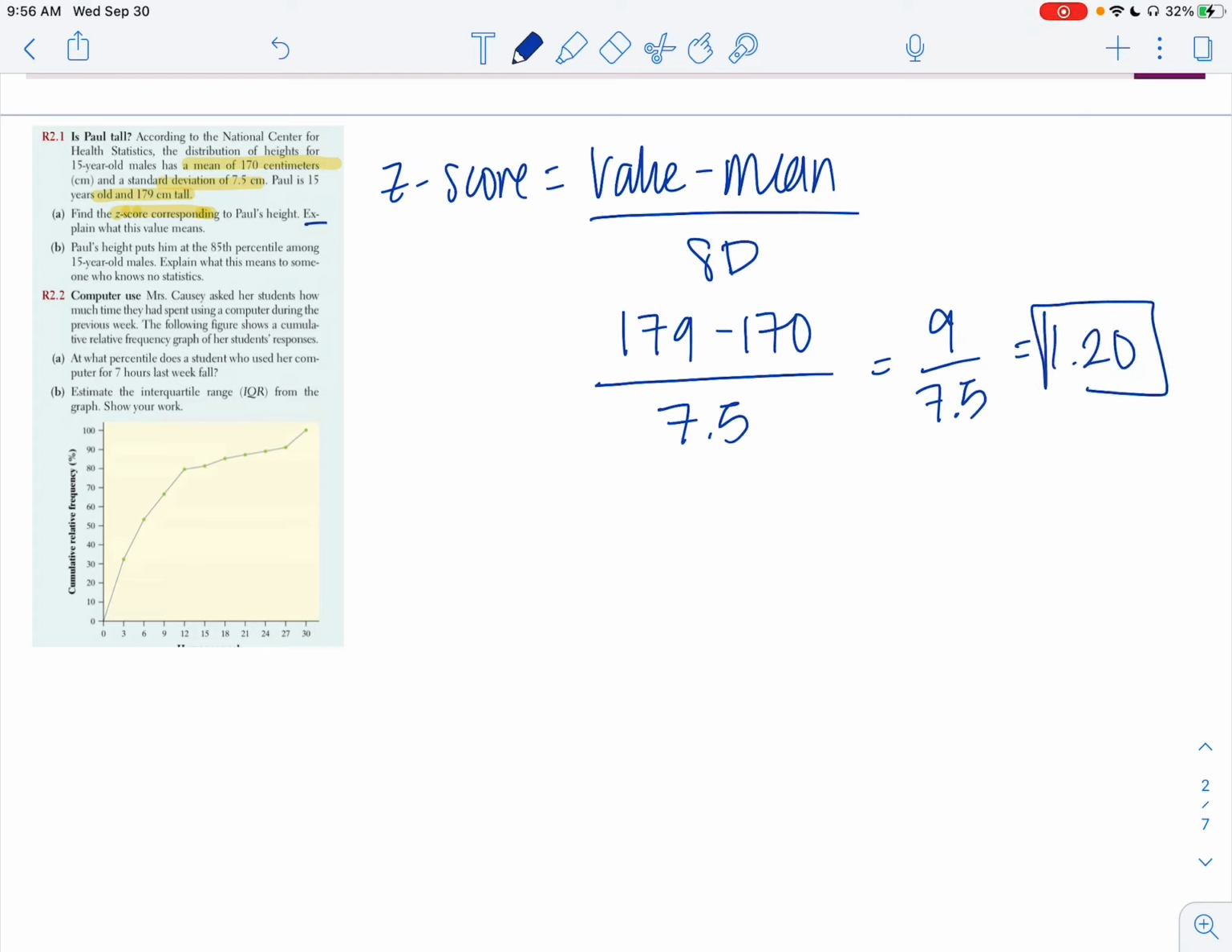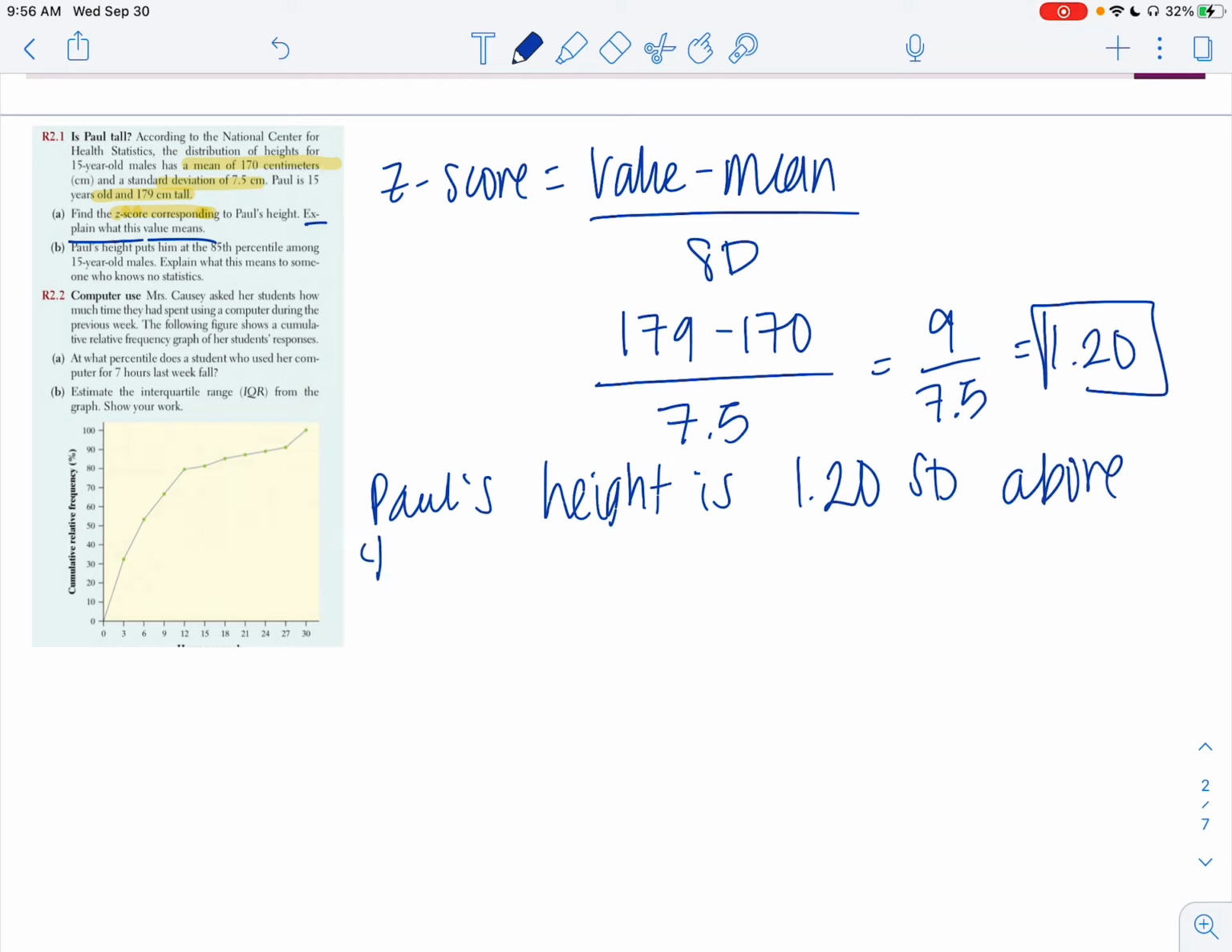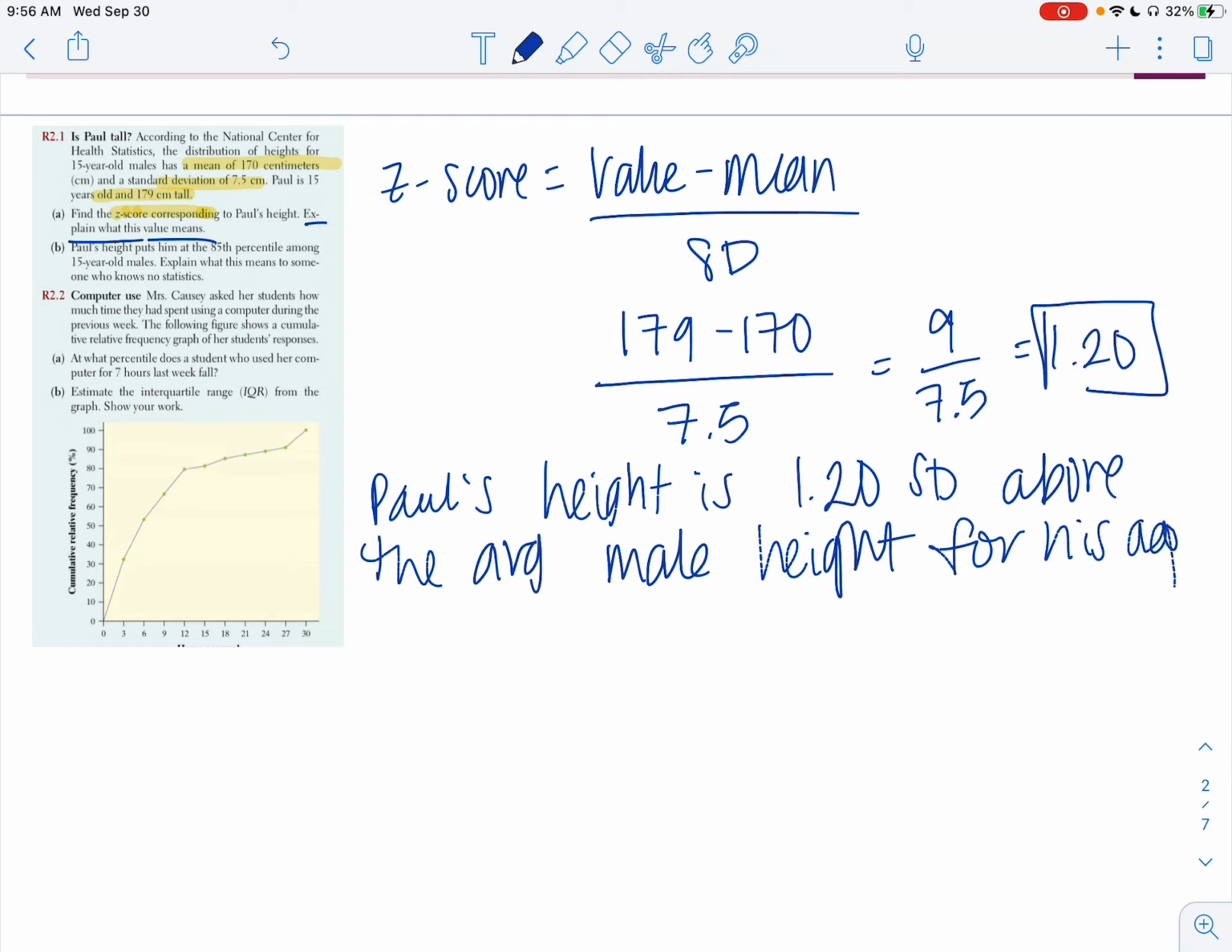Now the next part is to explain what the z-score means. So this means that Paul's height is 1.20 standard deviations above the average male height for his age. All right, so that's our explanation part for part A.